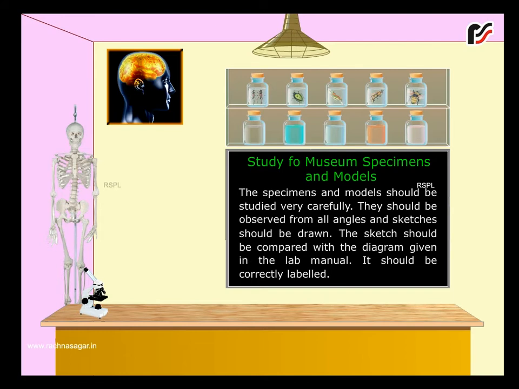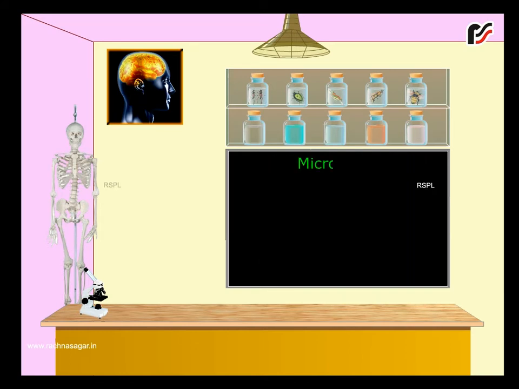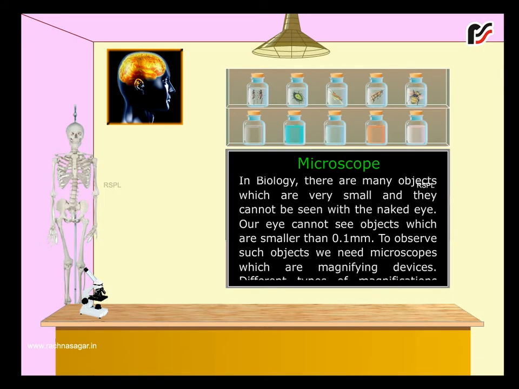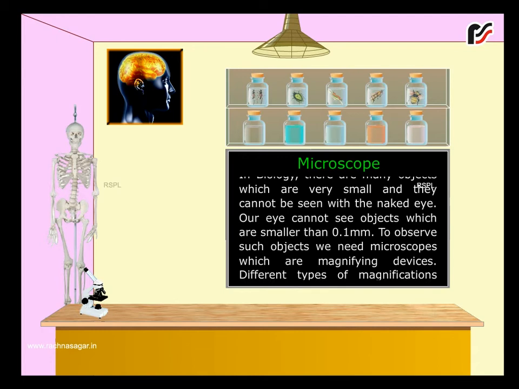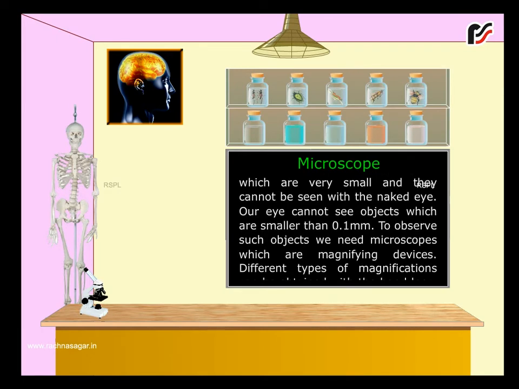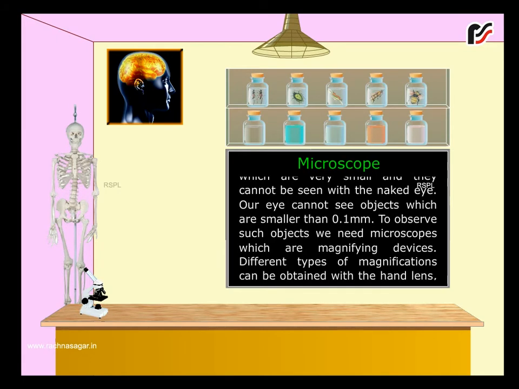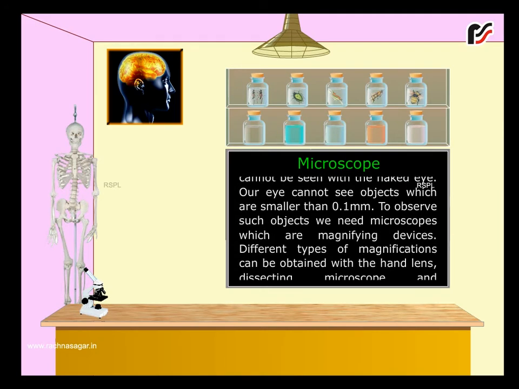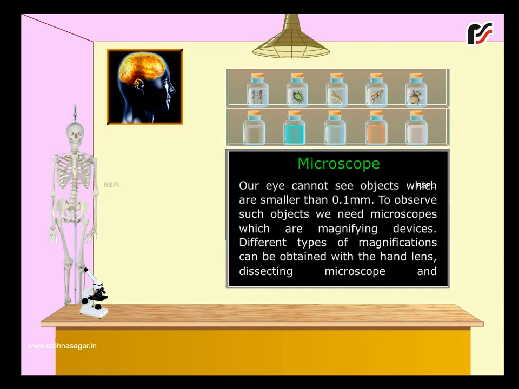Microscope. In biology, there are many objects which are very small and they cannot be seen with the naked eye. Our eye cannot see objects which are smaller than 0.1 millimeter. To observe such objects, we need microscopes, which are magnifying devices.